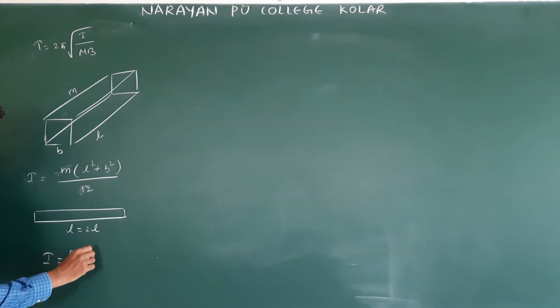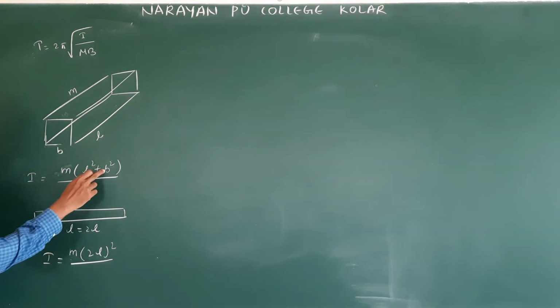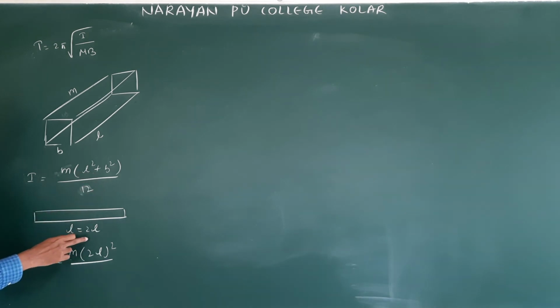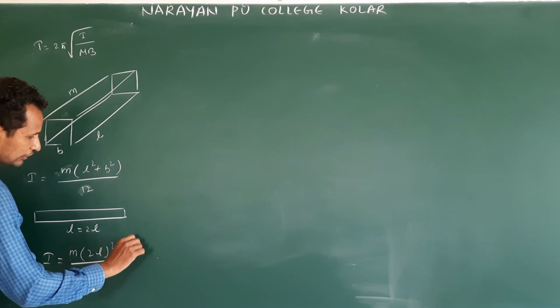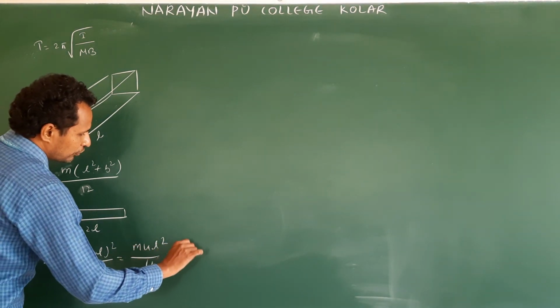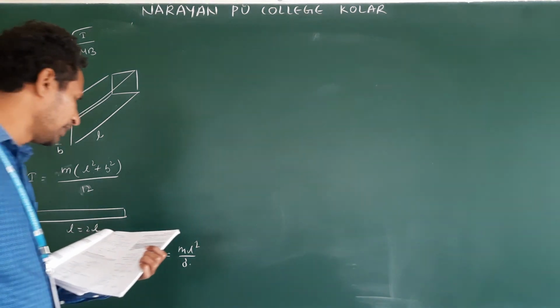So b square we are neglecting. So b plus 0 square is there, b we are neglecting. What remains is 2L, so 2L square by 12. So this is m 4L square by 12. This is m L square by 3 for a thin magnet. Clear? So remember this point.